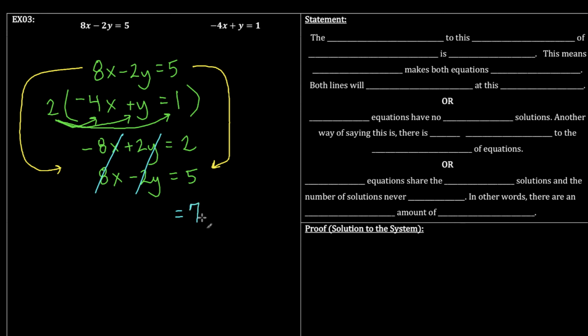If this ever happens, this doesn't mean that there's infinite solutions. This means that they will never share a common solution. There are no common solutions. What this really means is that they'll have the same slope, different y-intercepts. You don't need to remember all that, but basically if you end up with a number and these are gone, like 0x and 0y equals 7, then that means the equations have no common solution.